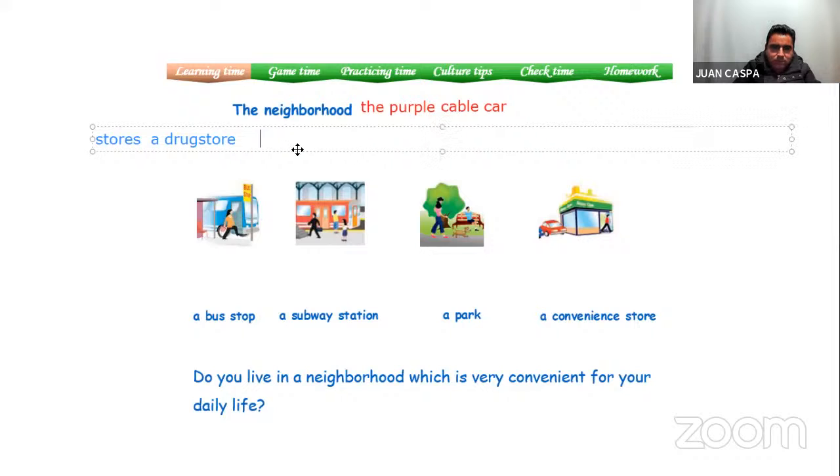And what else? By the way, this is interesting. In British English, we don't say a drugstore. It is a pharmacy. But in American English it is a drugstore. And what else? It's possible to find maybe a gas station, usually, right, in some neighborhoods. A gas station. It is possible to find a restaurant, right?